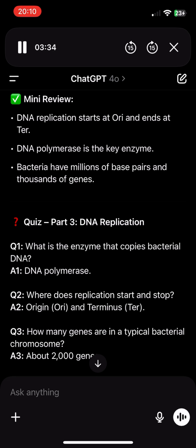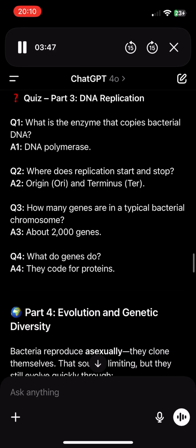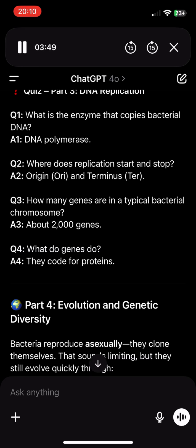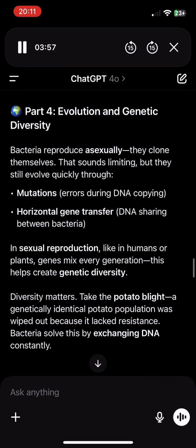Quiz Part 3, DNA replication. Q1, what is the enzyme that copies bacterial DNA? DNA polymerase. Q2, where does replication start and stop? Origin, ORI, and terminus, ter. Q3, how many genes are in a typical bacterial chromosome? About 2,000 genes. Q4, what do genes do? They code for proteins.